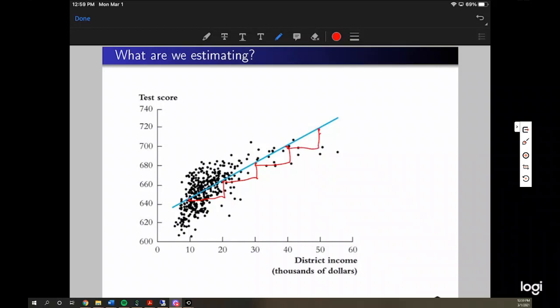But with our nonlinear regression function with income squared, we're getting changes from 10 to 20. We have a fairly large change. And then from 40 to 50, this is getting a little messy, but from 40 to 50 we have a fairly small change.